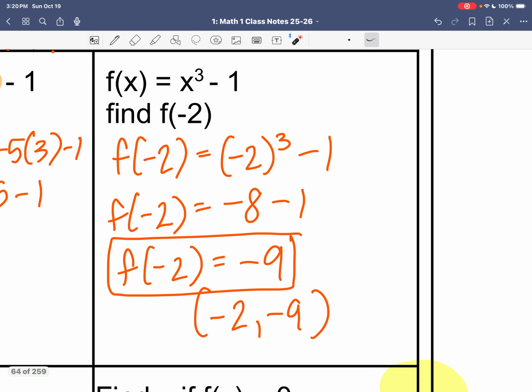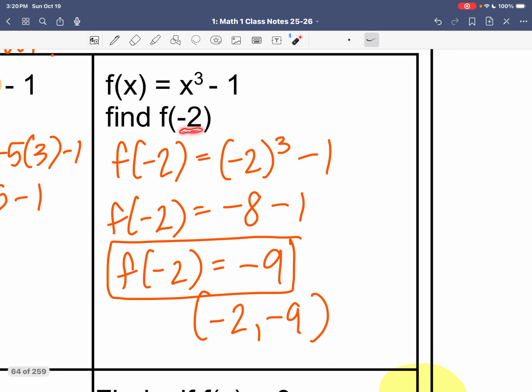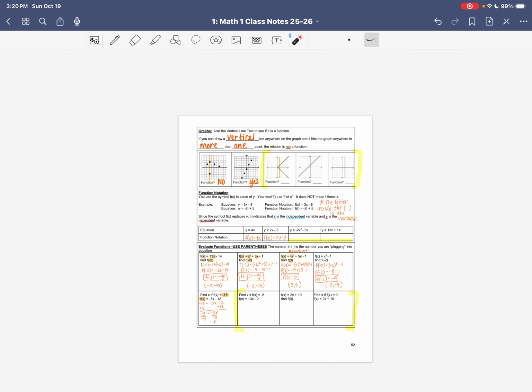All right, and then this one here, wherever we see x, we're plugging in -2. Now be careful because this one's to the third power. So this is really -2 times -2 times -2, which would give you -8. And then bring it down, you'll get f of -2 equals -9. And if you have to write it as an ordered pair, when x is -2, y is -9.